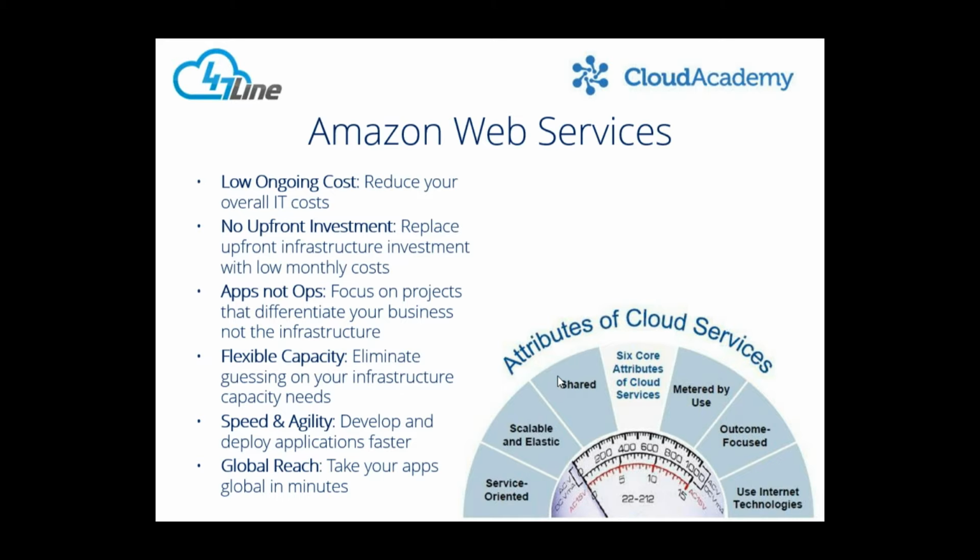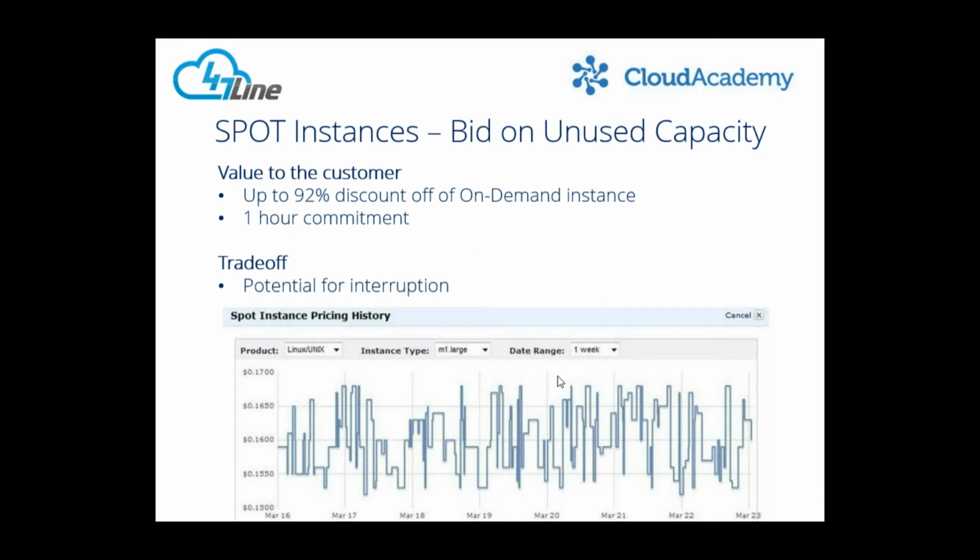And we'll stick to Amazon Web Services here specifically when we are talking about cloud. So you can see the attributes of a public cloud service like AWS: service-oriented, scalable, shared, metered by use, outcome focused, and over the internet. There is no capex, no upfront investment, unless you stick to a reserved instance, which is a different ballgame. So there is no capex when it comes to AWS, low ongoing cost, and a lot of benefits in terms of flexibility and agility that it provides.